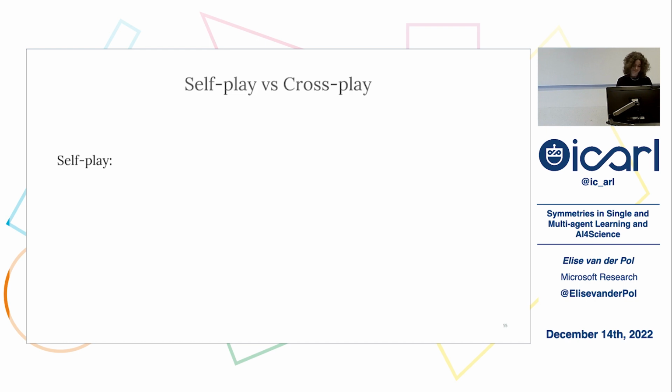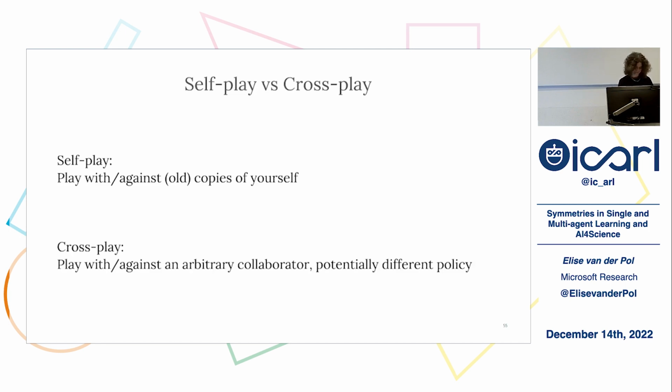It's very common for a lot of the multi-agent work that you might have seen to be in a self-play setting, where you're playing with, in a cooperative setting, or against, in a competitive setting, older copies of yourself, or maybe even current copies of yourself. So you get better and better at defeating yourself, but you also might end up overfitting to yourself. Crossplay, on the other hand, is about playing with or against an arbitrary collaborator with a potentially very different policy than you, and you cannot assume that you can perfectly tune to each other.